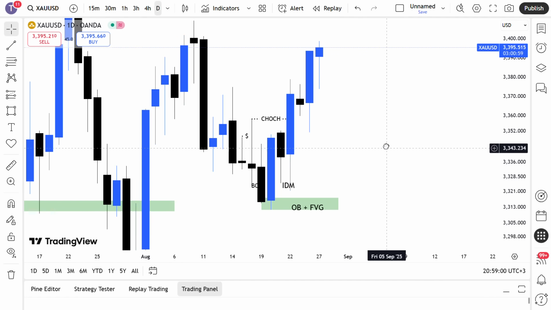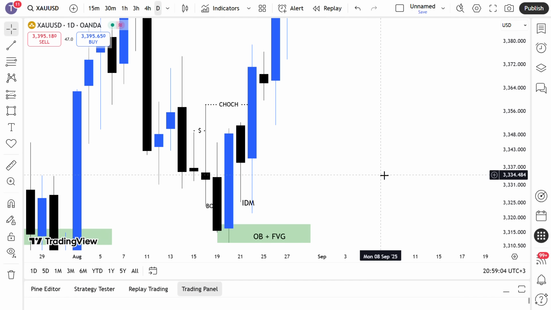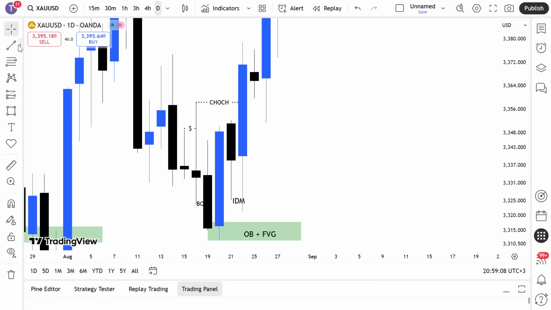So in this case here, I see that gold is trying to fill all the fair value gaps being left behind. And currently, you can see that gold came back after this engulfing candle, we have this pullback. There was no fair value gap left behind. And then we have this push to the upside.